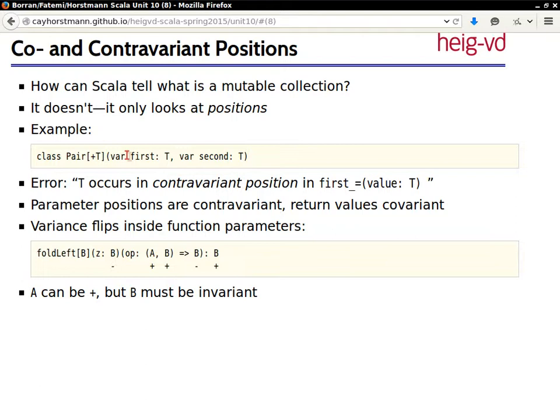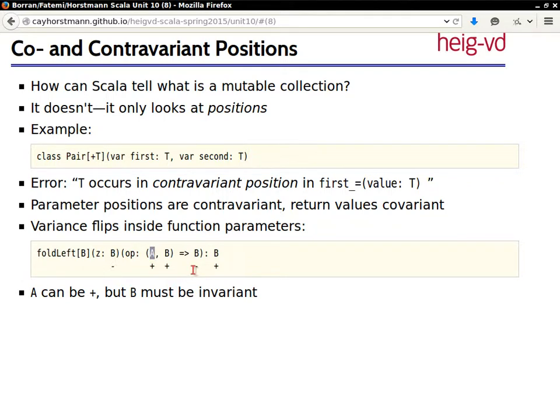There's a little bit of subtlety, and that is when you have these positions inside function parameters, they flip. So I've given an example here, fold left. So let's apply the rule here. This thing here is a parameter, so it's in contravariant position. This thing here is another parameter, so it's also in contravariant position. But inside it, it has another parameter type, and because it's a parameter inside a parameter, it flips to plus. That's how the calculus goes, and this one here flips to minus.